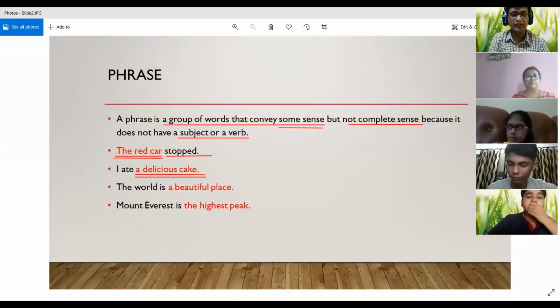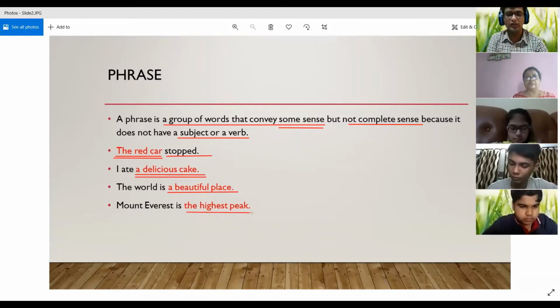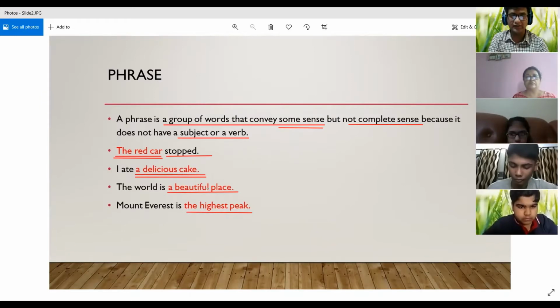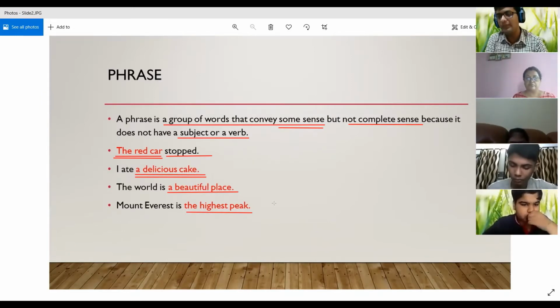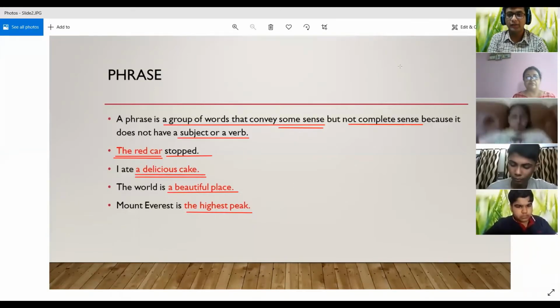Then the world is a beautiful place. So a beautiful place again is a phrase. Mount Everest is the highest peak. The highest peak present over here is again a phrase. So again, you will see in all the examples, whether it is the red car, a delicious cake, a beautiful place, the highest peak, all these phrases are giving some meaning, but not total meaning about a particular thing, right? So these are called phrases.